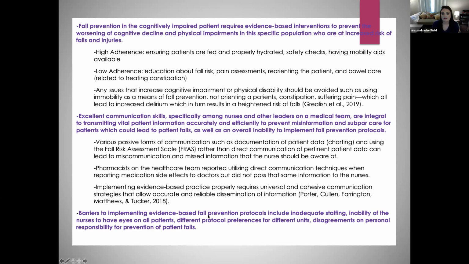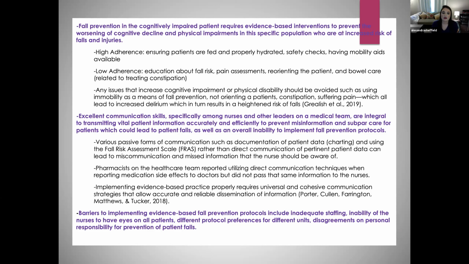Barriers to implementing evidence-based fall prevention protocols include inadequate staffing, inability of the nurses to have eyes on all patients, different protocol preferences for different units, and disagreements on personal responsibility for prevention of falls. In the research, there was a lot of back and forth about whether patient care technicians were responsible for preventing falls, if nurses were responsible, if doctors were responsible.